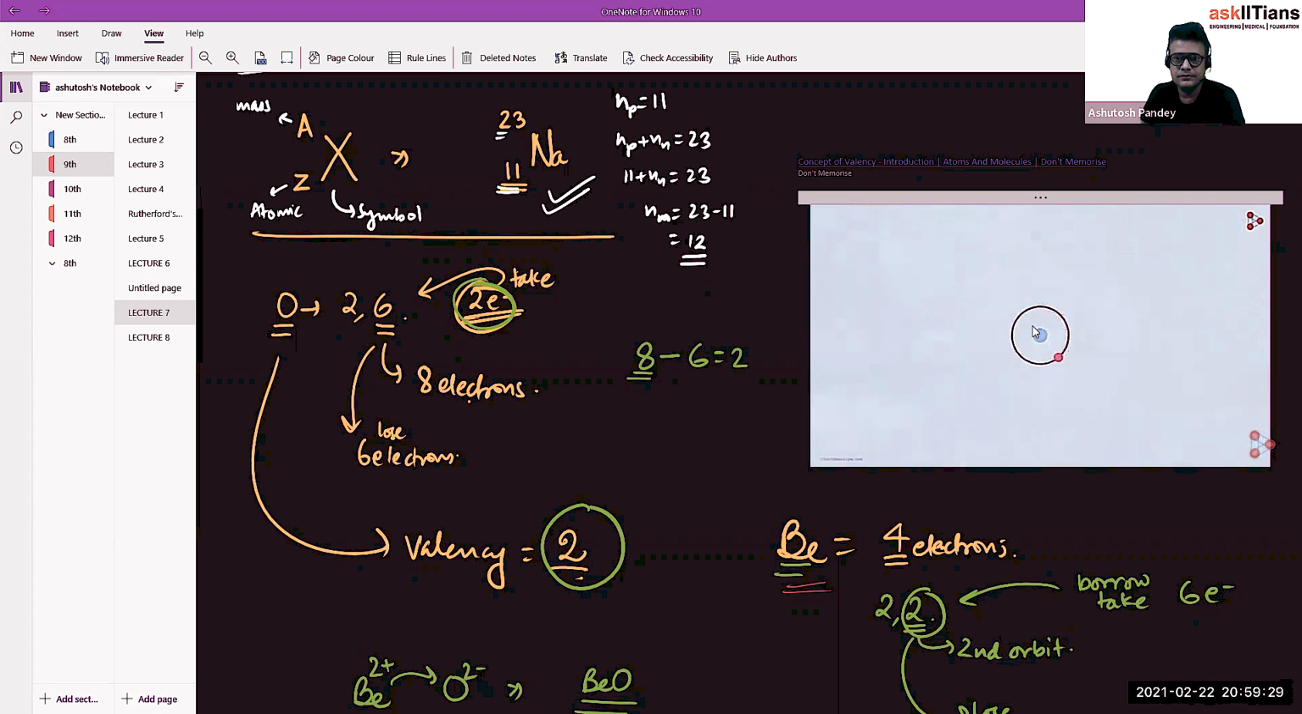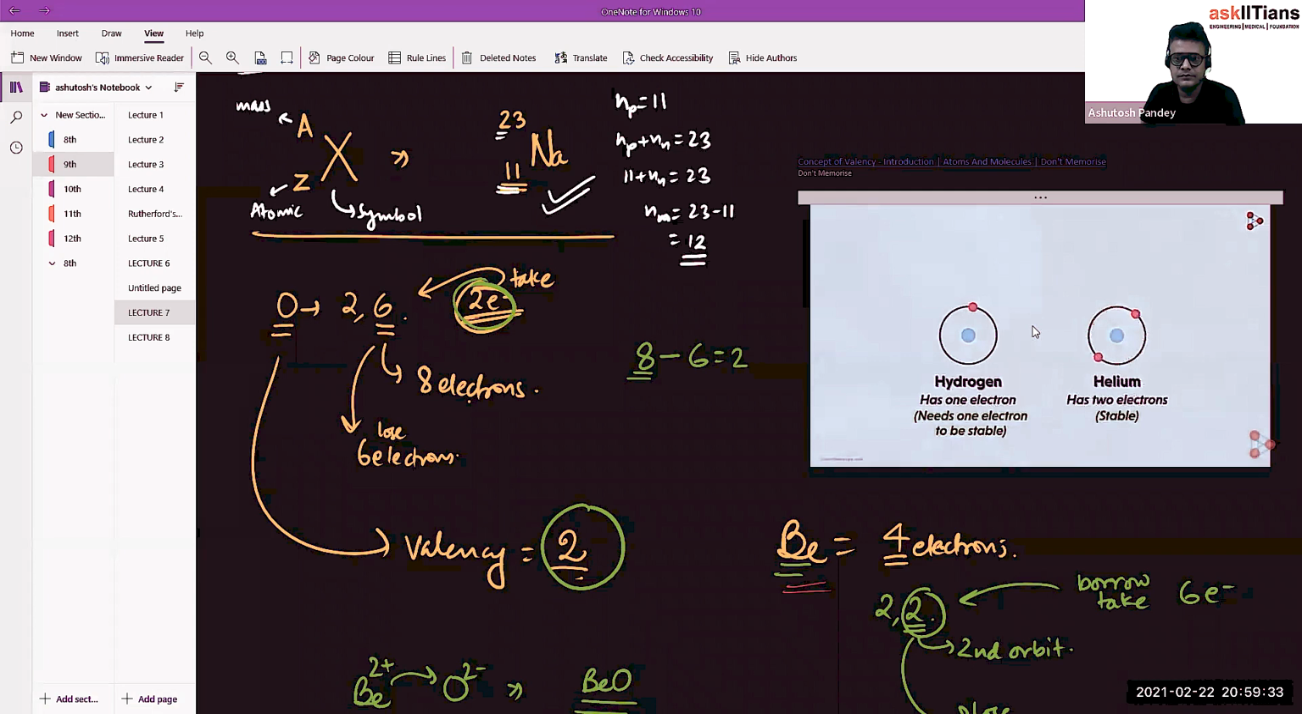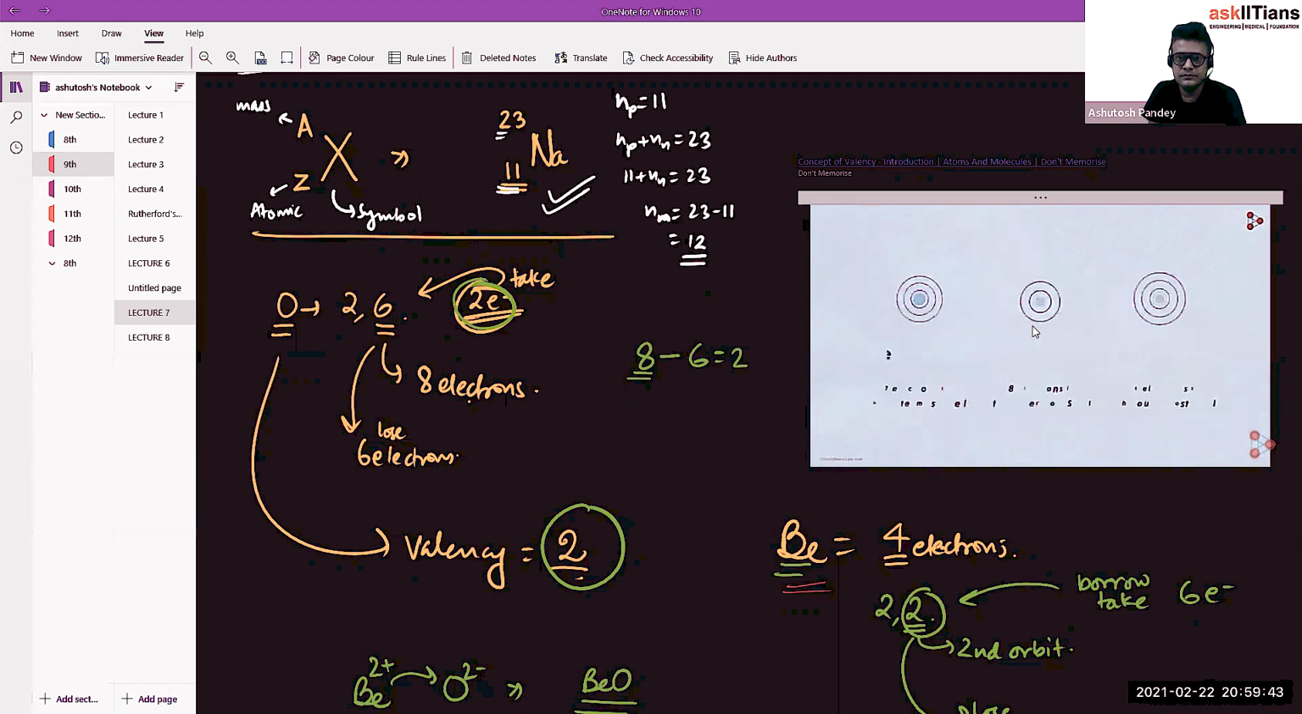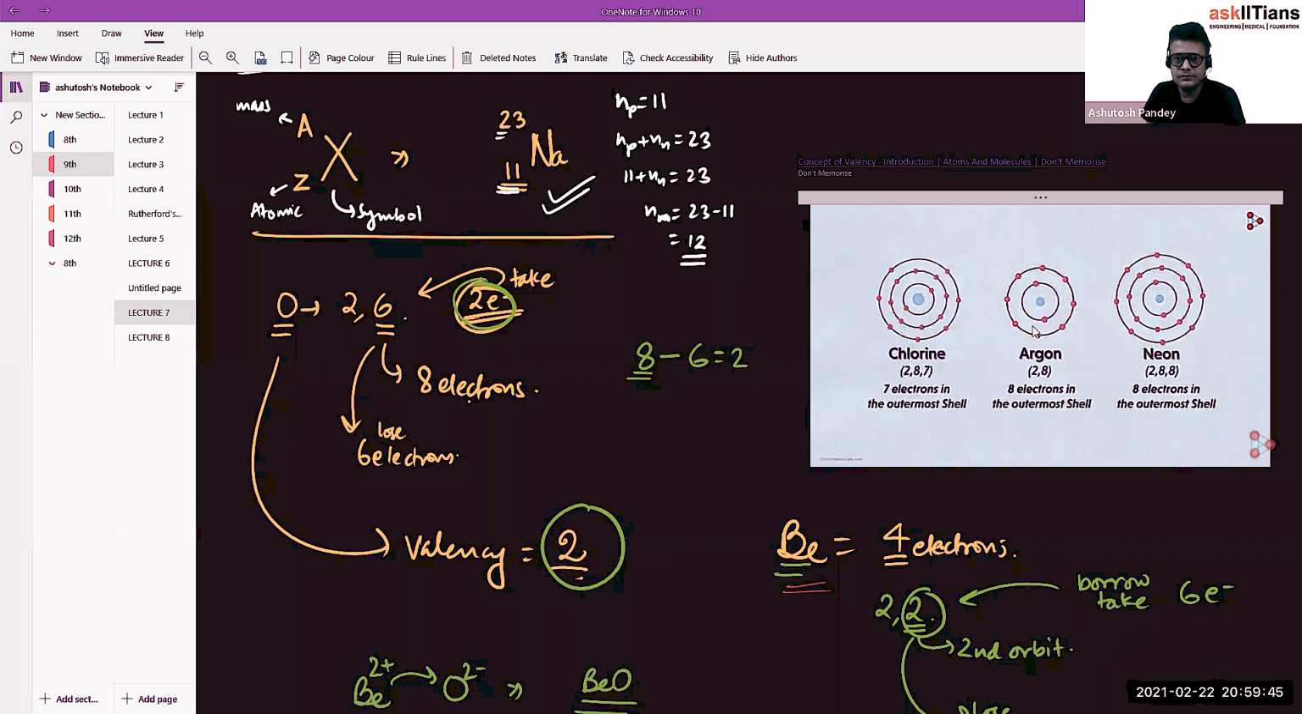That means if it's just one shell, like in the case of hydrogen or helium, then the atoms would want to have 2 electrons in it. That will be the outermost shell of the atom. This will help them achieve a stable state. Similarly, for all the other atoms having more than one shell, it's obvious that they will wish to have 8 electrons in their outermost shell.